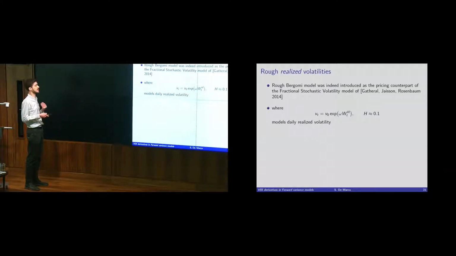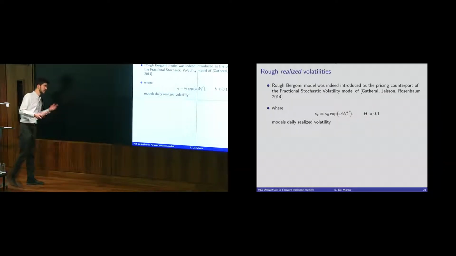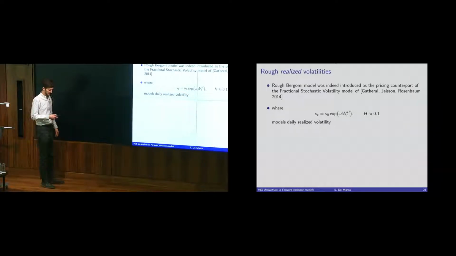Which is essentially this, okay? Which is the exponential of a fractional Brownian motion, okay? These authors say, let's consider a model of this form as a model of realized volatility. So this is not the same V, if you want, or at least it is V under the historical measure, okay? And it has some appealing properties in reproducing some features of time series, okay?